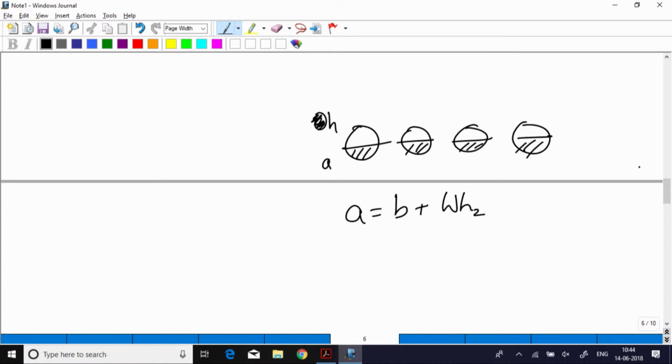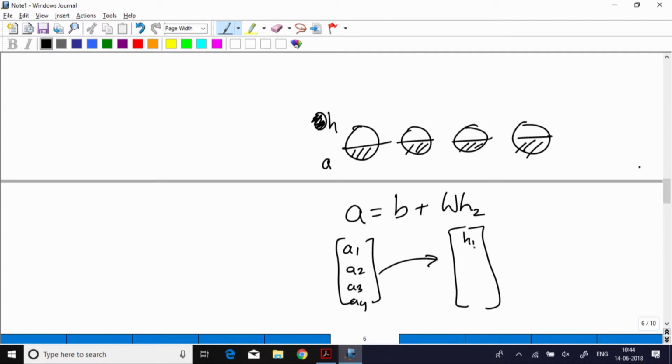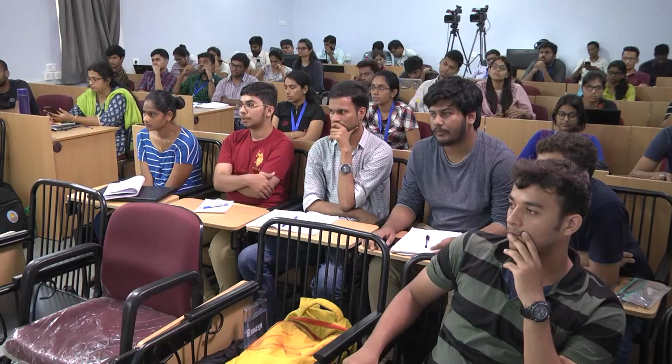Fine. So now what is A? A is a vector. So it has A1, A2, A3, and A4. And from here, I want to go to an H. This is my final output, H1, H2, H3, H4. And what do I want this output to be? I want this output to be a probability distribution. That's what we have been talking about for the last 5 minutes.